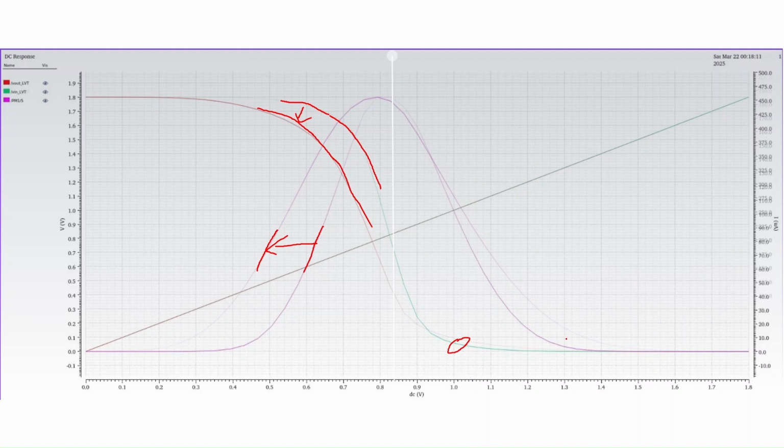This is a very important concept, and by doing this experiment we could understand the basic differences between the low threshold voltage device and high threshold voltage device and their advantages and disadvantages.